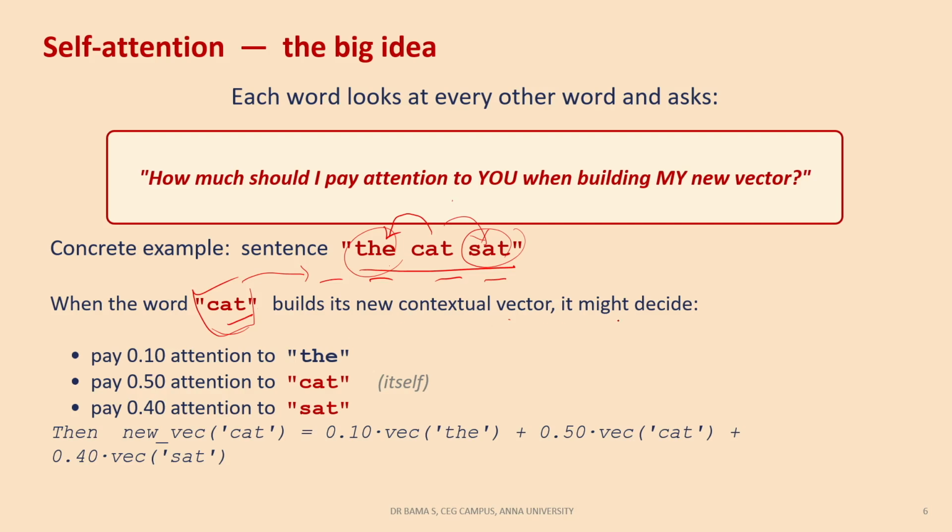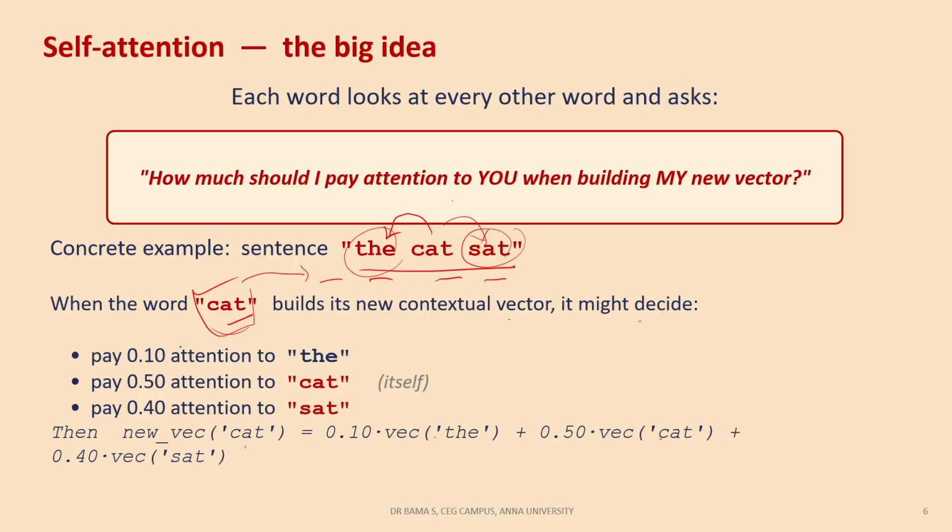So, it might decide, as an example, to pay 0.1 attention to the. This is a toy example, and 0.1, 0.5, 0.4 are just random values to show how to represent it. Suppose cat pays 0.1 attention to the, 0.5 attention to its own self which is cat, and 0.4 attention to sat. Then the new vector of cat can be written as 0.1 times vector of the plus 0.5 times vector of cat plus 0.4 times vector of sat.